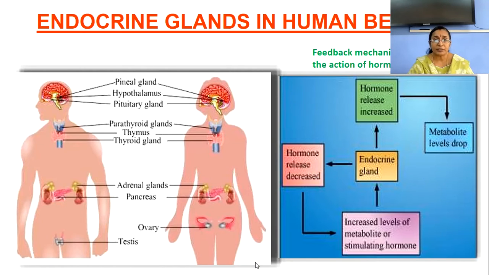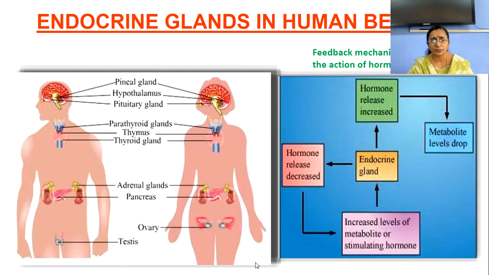So there is a very efficient feedback system maintained in our body. Whenever the endocrine glands are producing hormones, if the level of the hormone increases or decreases, this message will be sent to the brain, which will stimulate the hypothalamus to direct the pituitary gland to guide the endocrine glands to either stop production or increase production.